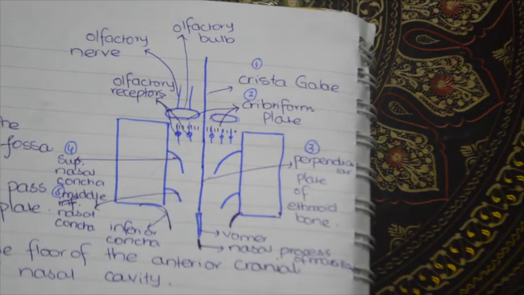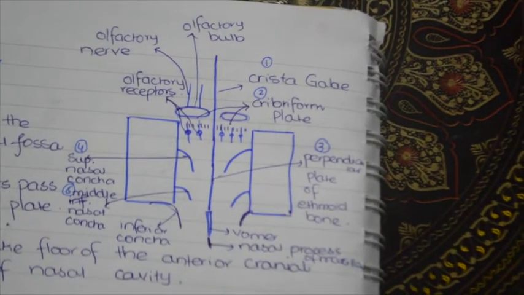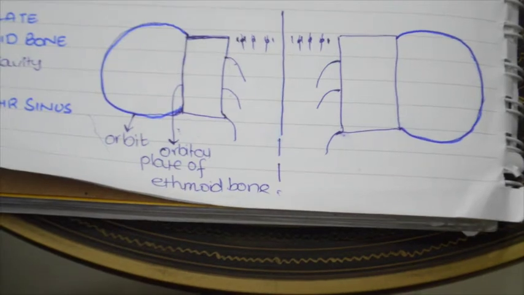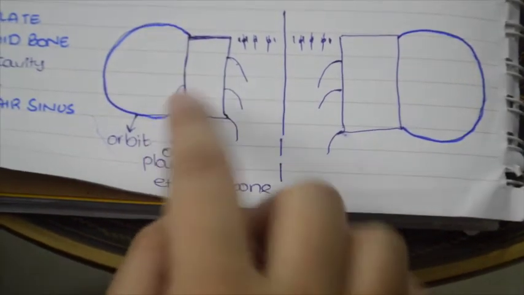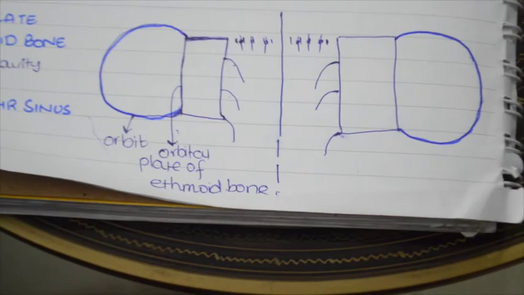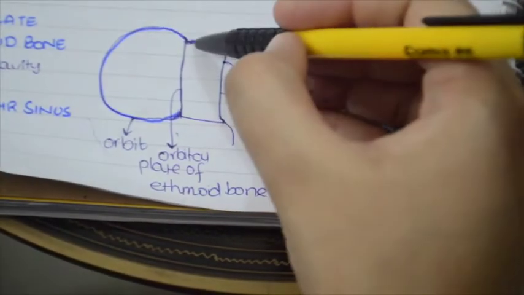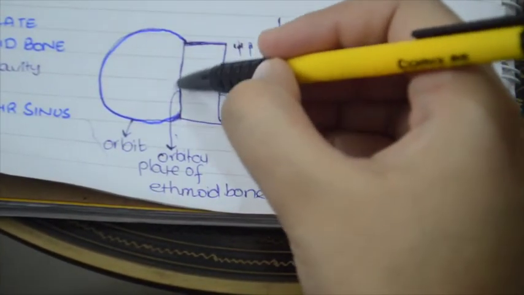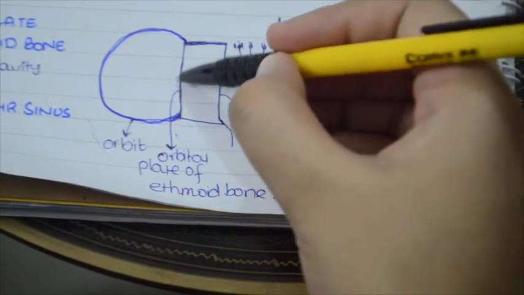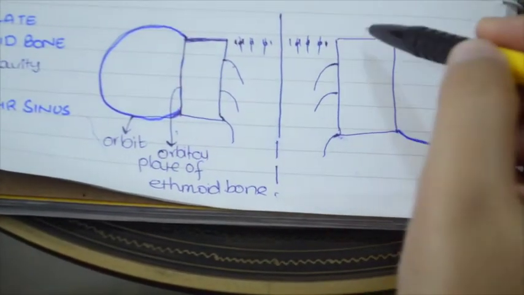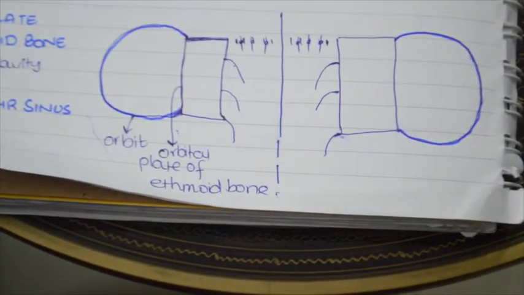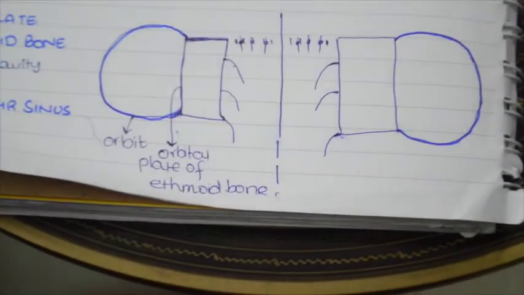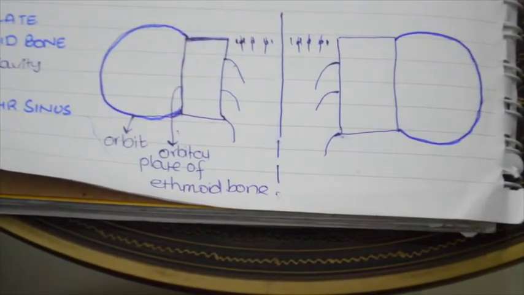Now the next diagram related to the ethmoid bone. Over here that triangular thing is explained properly. So the orbital plate of the ethmoid bone is this part. This plate over here is the orbital plate of the ethmoid bone, and this is the orbit. And over here, this is the orbital plate of the ethmoid bone, and the rest you know what it is. The orbital plate of the ethmoid bone contains a cavity known as the ethmoidal air sinus.